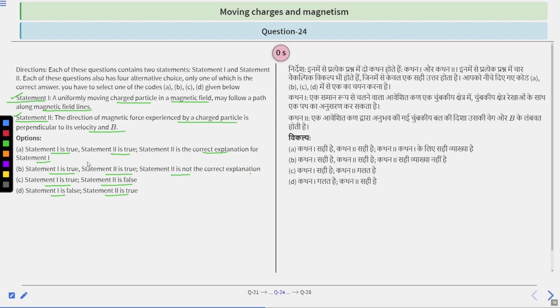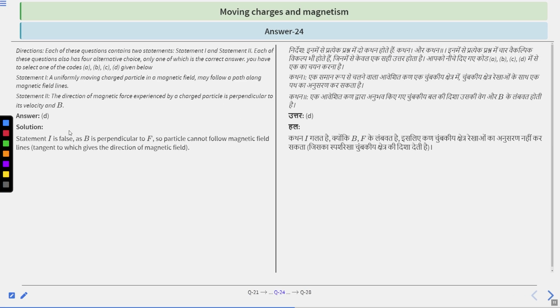Let's find a solution. So we know the statement first is this, and this is statement second. Statement first: a uniformly moving charged particle in a magnetic field may follow a path along magnetic field lines. And statement second: the direction of magnetic force experienced by a charged particle is perpendicular to velocity and B.